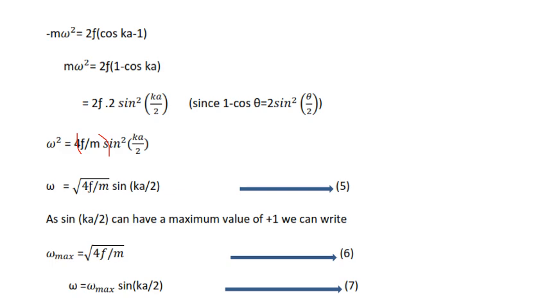So this is the main equation we want to calculate. Omega is equal to omega max sin ka by 2. So this is the angular frequency when there is an atom in a one-dimensional lattice when it vibrates. Okay, omega is equal to omega max sin ka by 2.